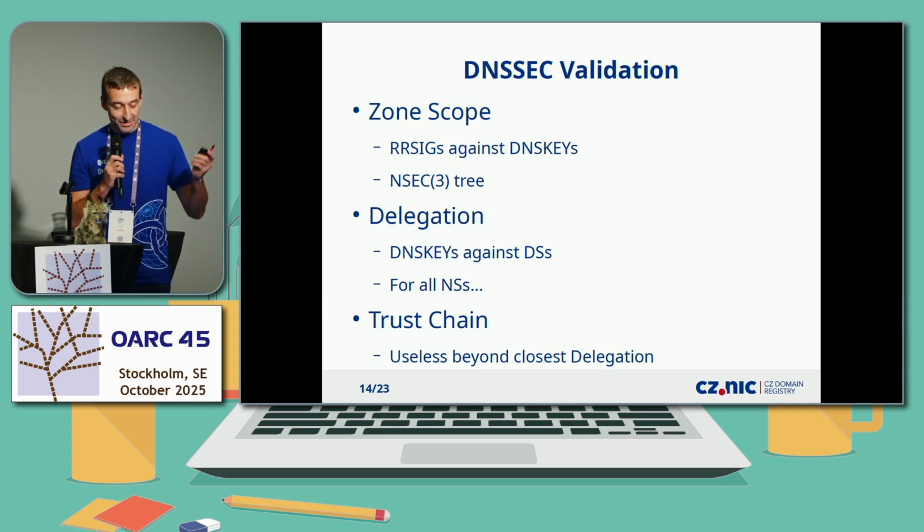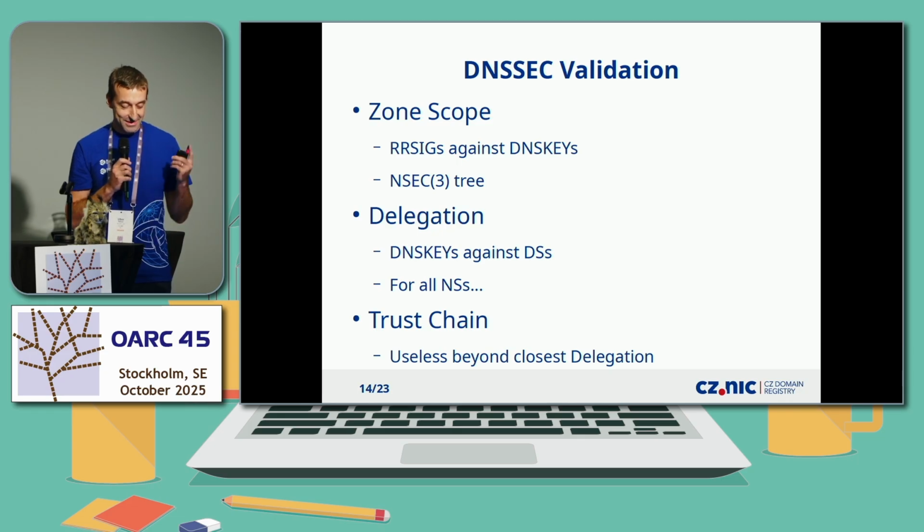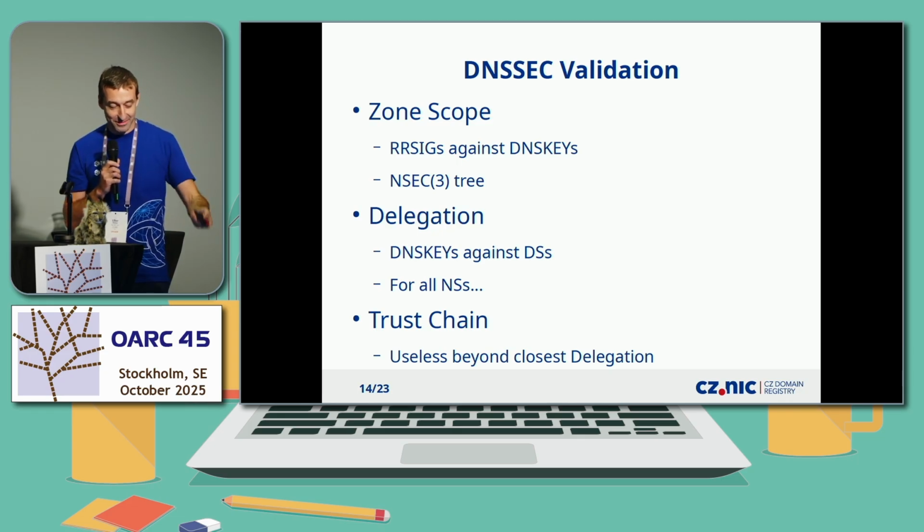We can validate either the contents of the zone themselves, for example, that the RRSIGs are correct signatures, that they are not expired, that the NSECs are complete and linked to each other. Or we can also validate the closest delegation, which means that the parent zone delegates correctly to our zone, that the DS records correspond to the DNSKEYs. We can also validate the trust chain up to the root, but I would argue that this is rather useless beyond the first delegation.